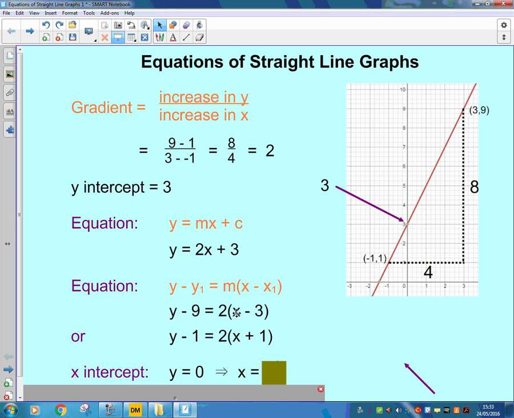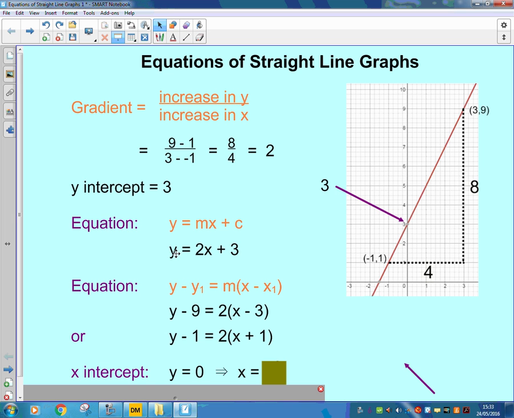So if I put x equals 0 there, I will get y minus 9 equals 2 lots of 0 minus 3. So it's 2 lots of minus 3, minus 6. Minus 6 add 9, plus 3. So it's still going to work. It will work for the other one as well. So the x-intercept is where the y coordinates are 0.